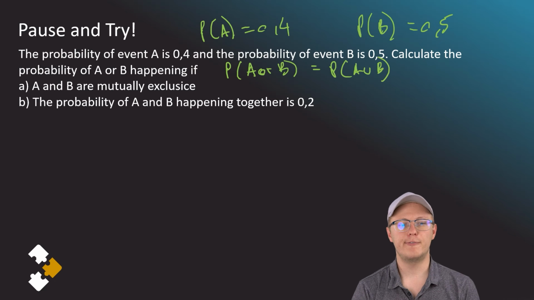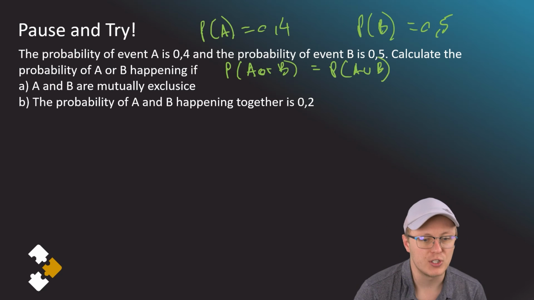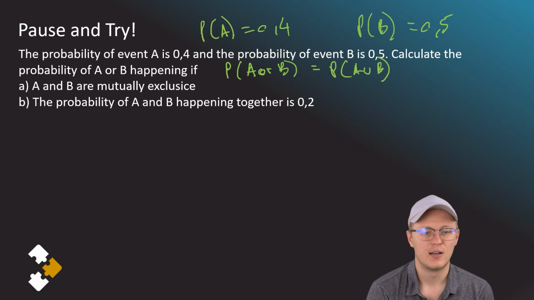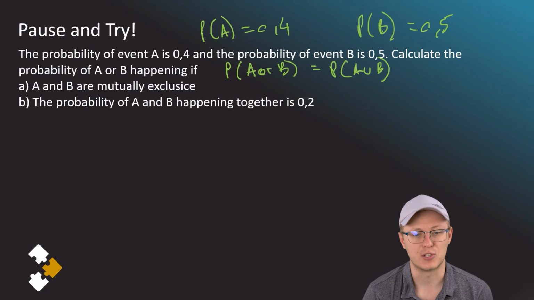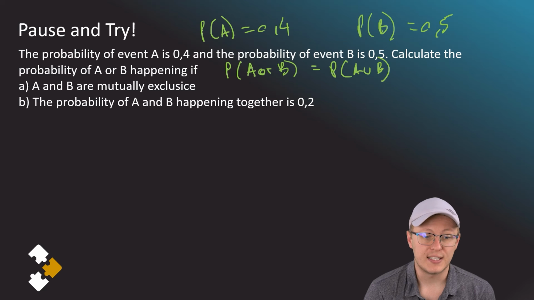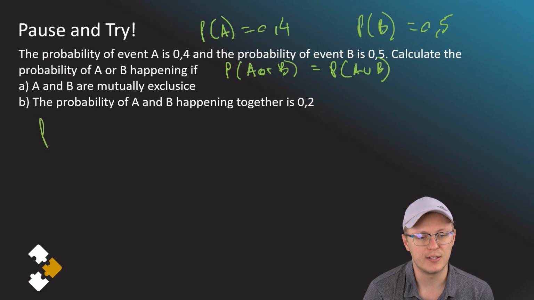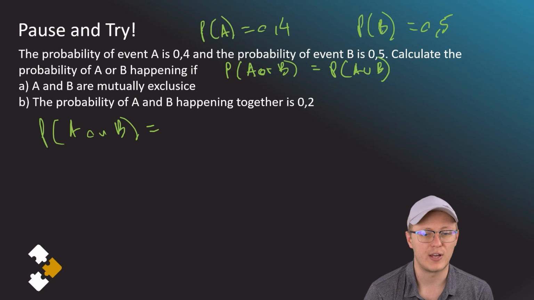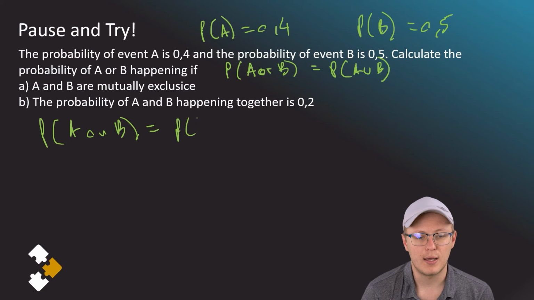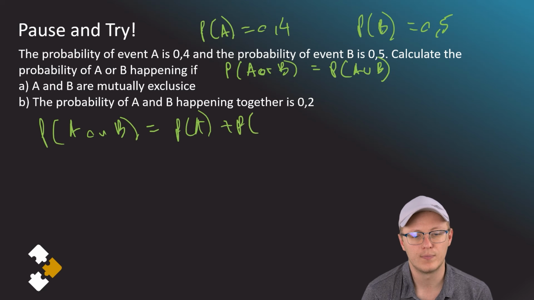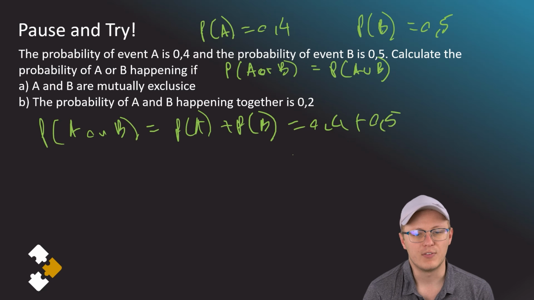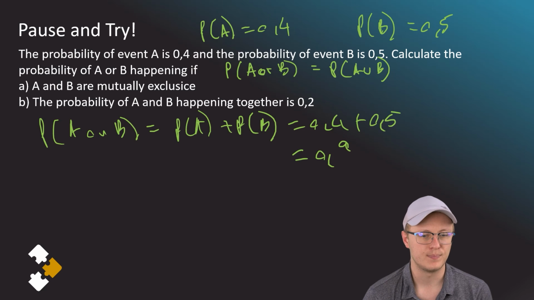If A and B are mutually exclusive, I'm assuming it should say exclusive. So we said that when A and B are mutually exclusive, there's no intersection, and then A or B is just going to be the sum of A and B. So it'll be P(A) plus P(B), which is then 0.4 plus 0.5, and then we get an answer of 0.9.